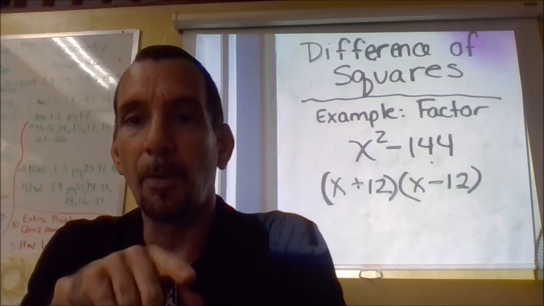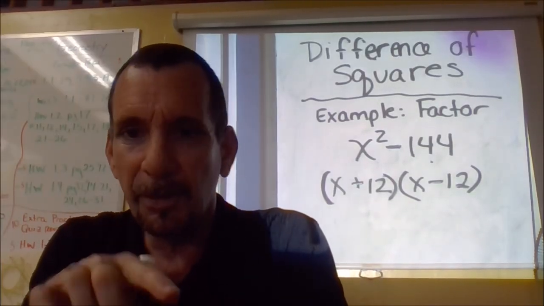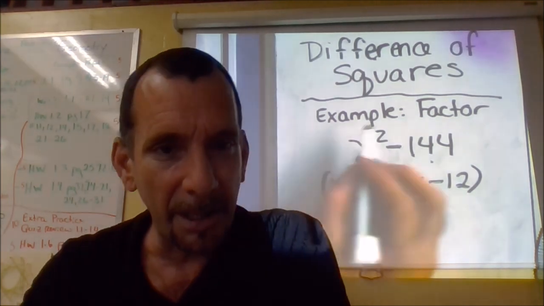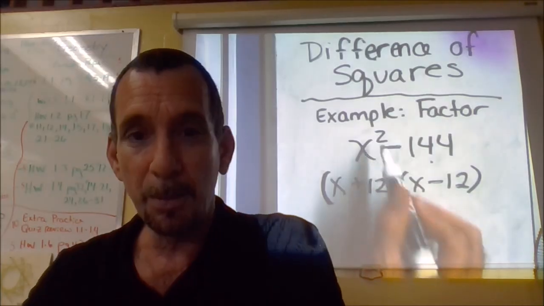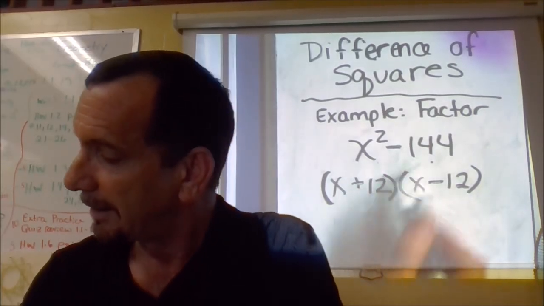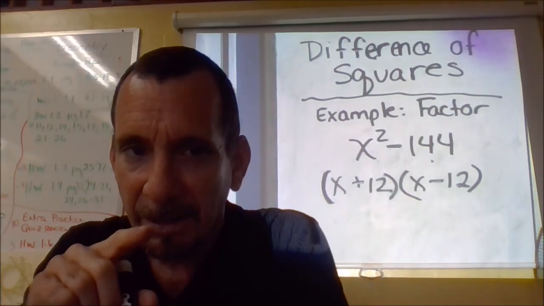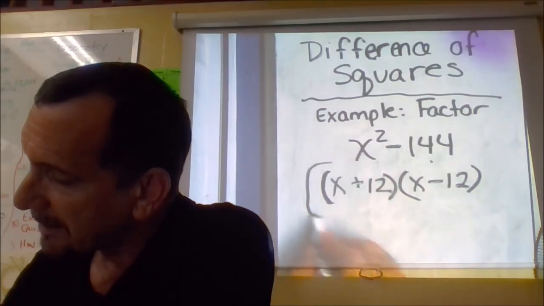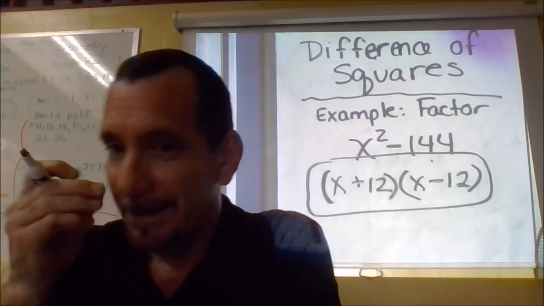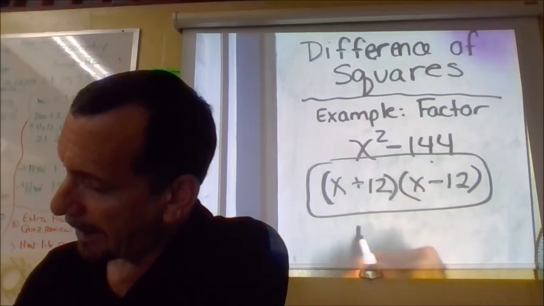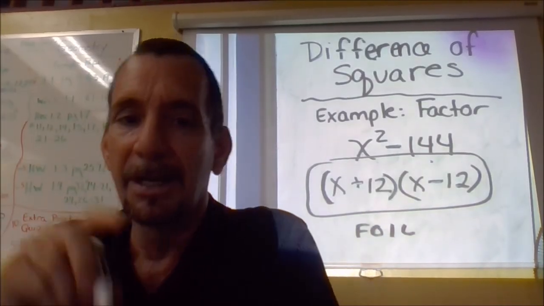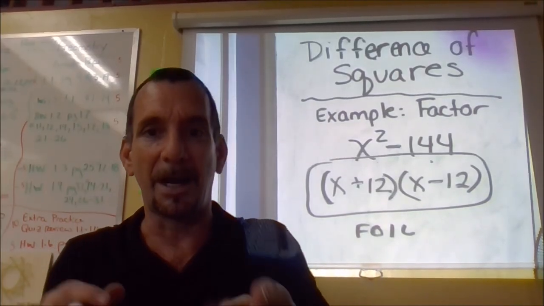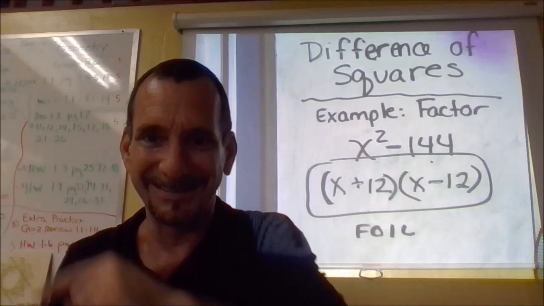Now, for your quiz to see if you watched the video, I want you to check by FOILing and then show me why, when you FOIL this expression, you get x squared minus 144. This is the answer. I want you to FOIL that and check. Remember FOIL? F-O-I-L. I know you do, and I think you know what it stands for. But I might ask you that as well, just to see if you watched my factoring video.